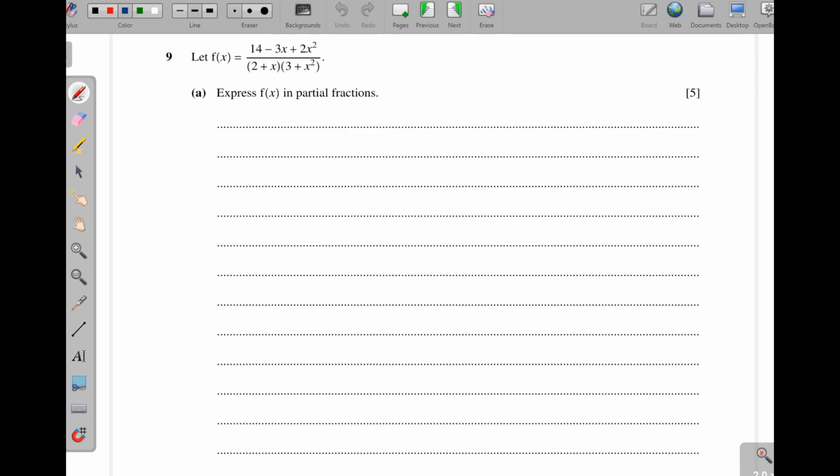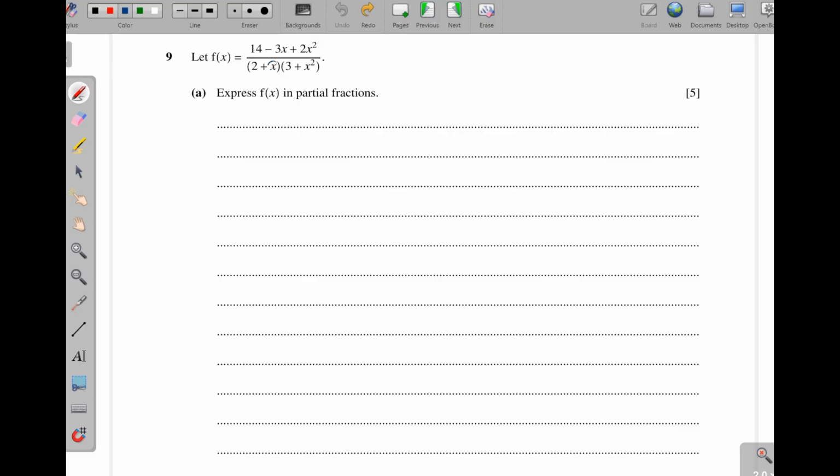Question 9, I can see partial fractions. If they give you partial fractions in part A, then expect the second part to come from integration or binomial expansions. Before you proceed, you have to always look at the degree of the numerator, that is the highest power of x. So this is a 2.